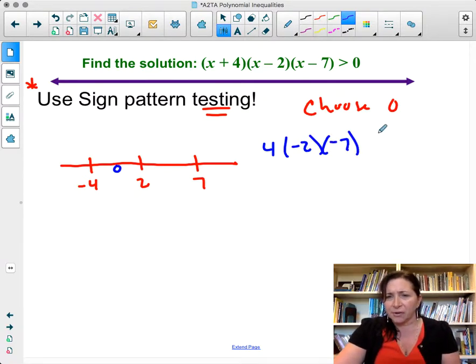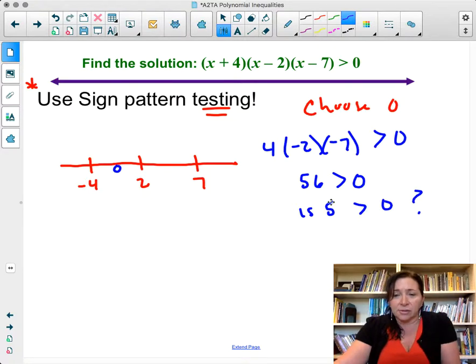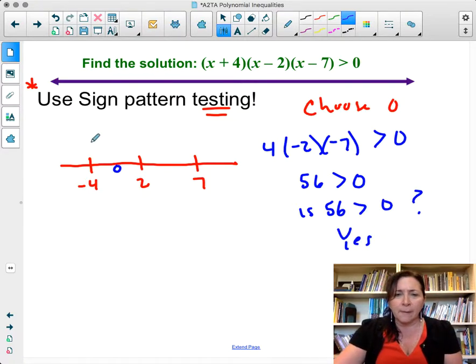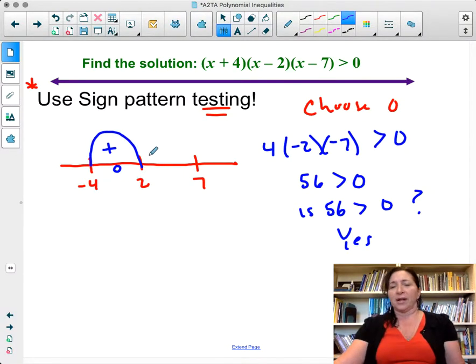And this is what you're asking yourself: is that greater than 0? So you have 4 times -2 times -7, which is 56. The question is, is 56 greater than 0? And the answer is yes. So therefore, between here and here, this is true, meaning my graph is greater than 0 here. And so that's the answer for that.